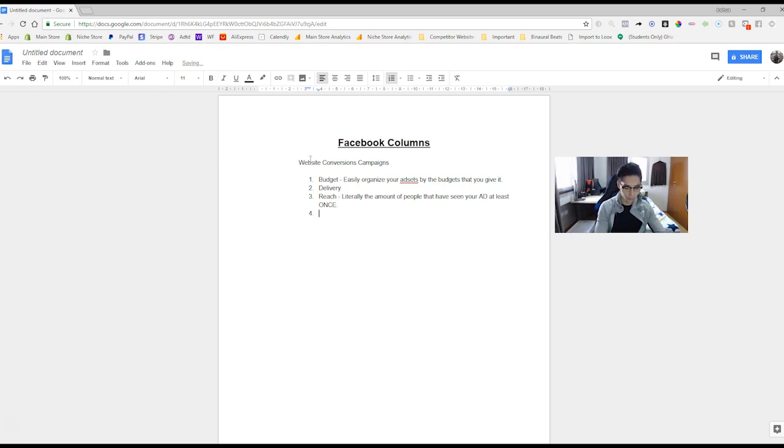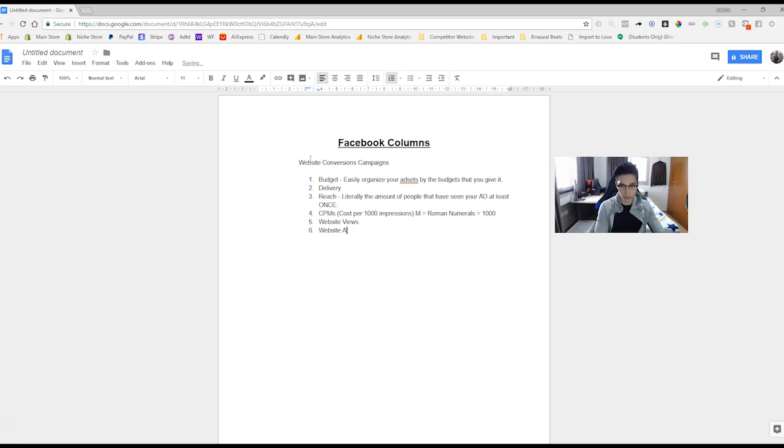So the next one you want to have is cost per impressions, which a lot of people know by the name of CPM, or cost per 1,000 impressions. Basically the M stands for 1,000 in Roman numerals.